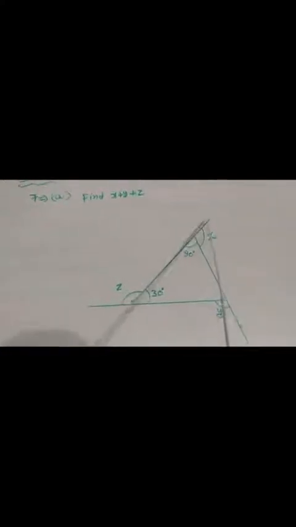150 degree. Clear? And see here, this is also a straight line. So x plus 90 is 180 degree, so x is equal to 180 degree minus 90.